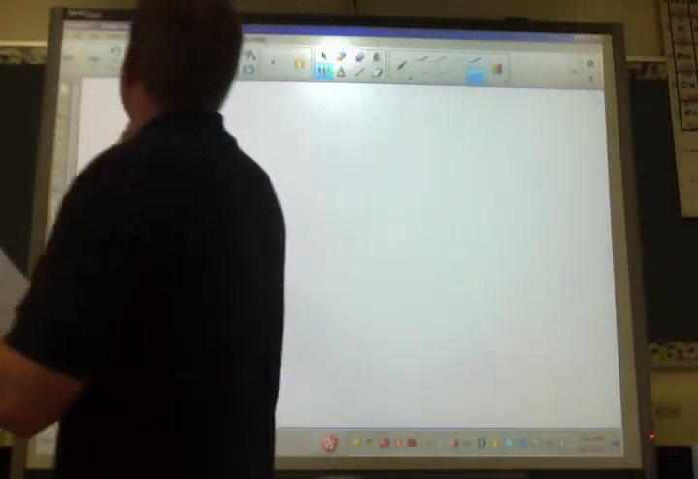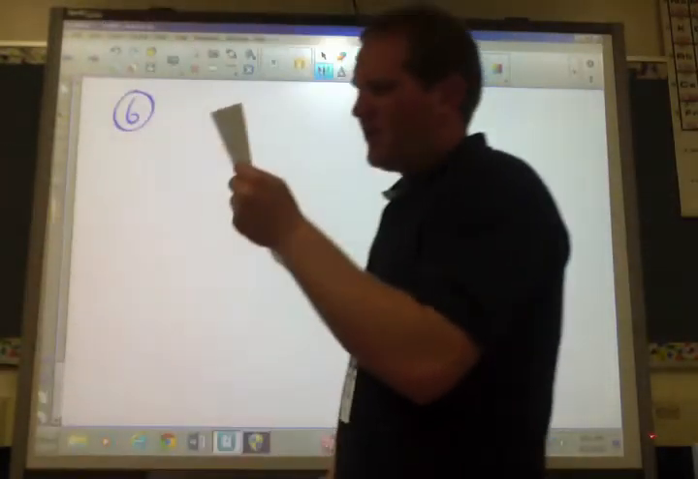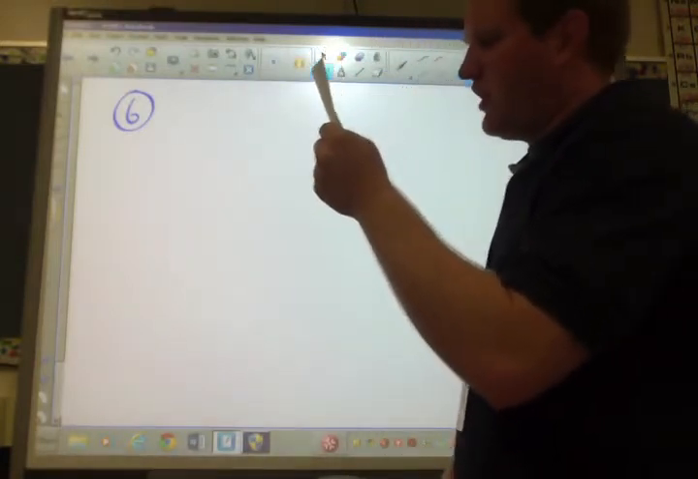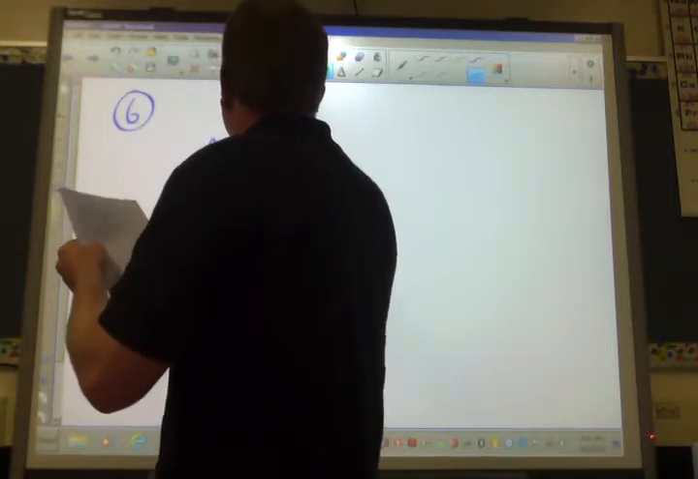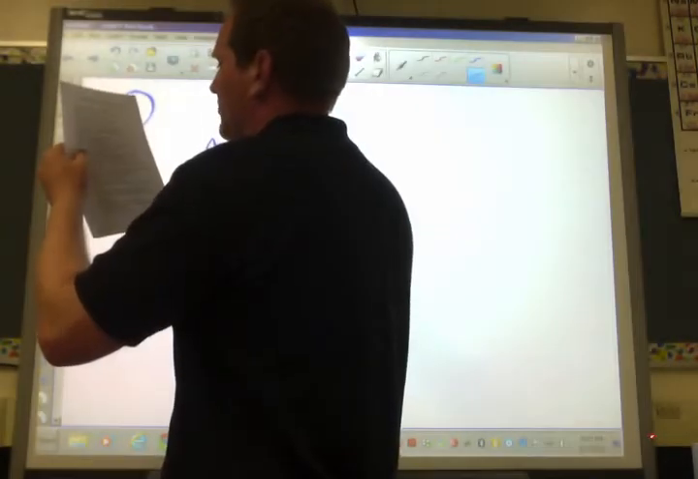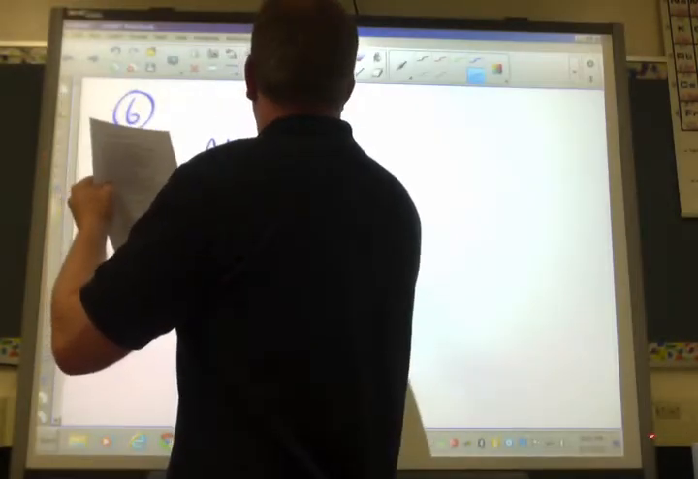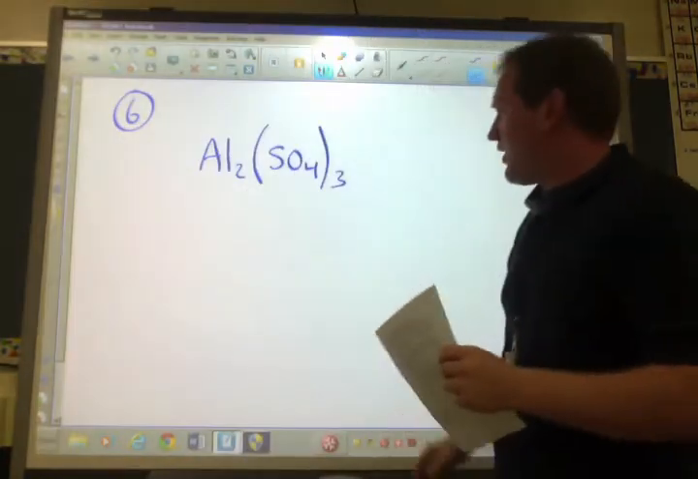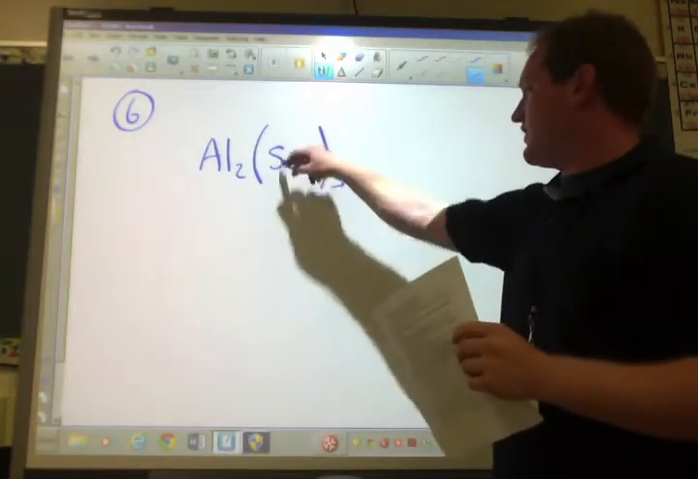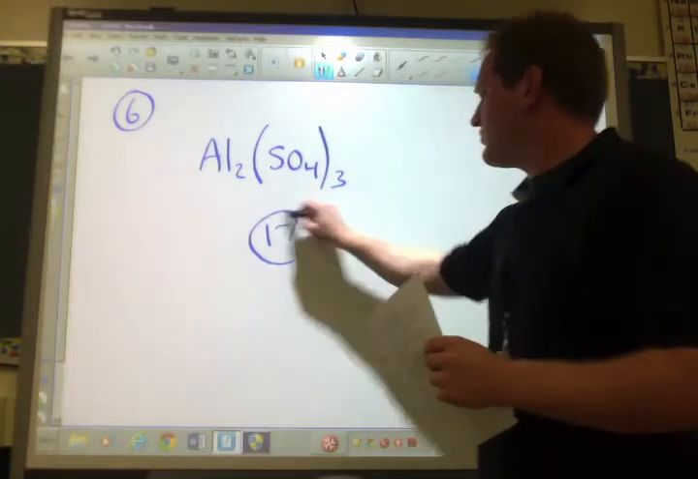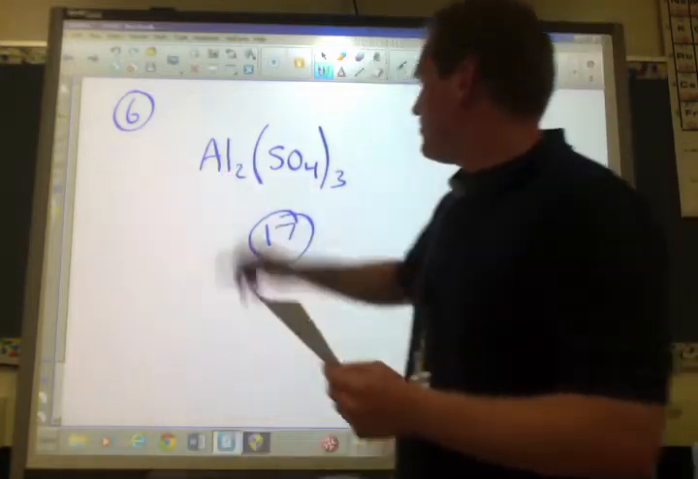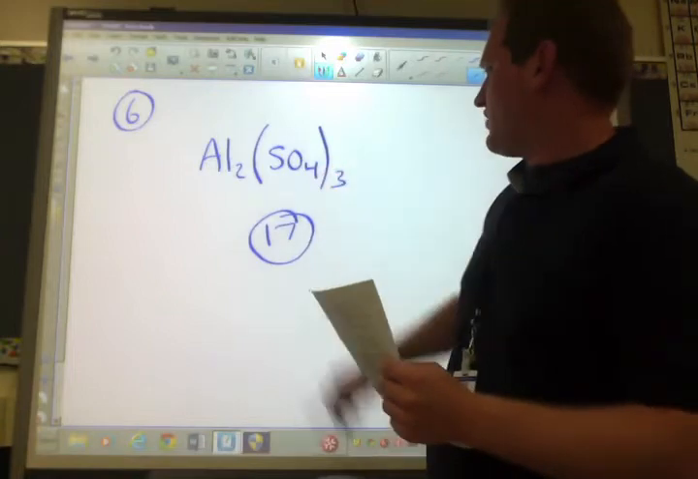Number 6, how many total atoms are represented by the formula Al2(SO4)3? That would be aluminum sulfate. Well, you just got to add them all up. So 3 relates to this, so that's 5 in there, so that's 15, 16, 17 total atoms. Just got to add them up: 2 aluminums, 3 sulfurs, 12 oxygens.